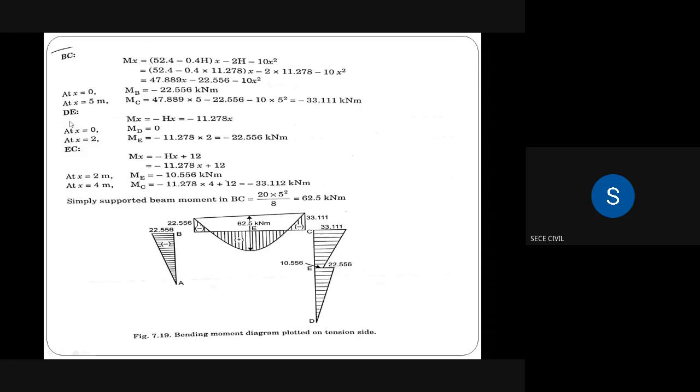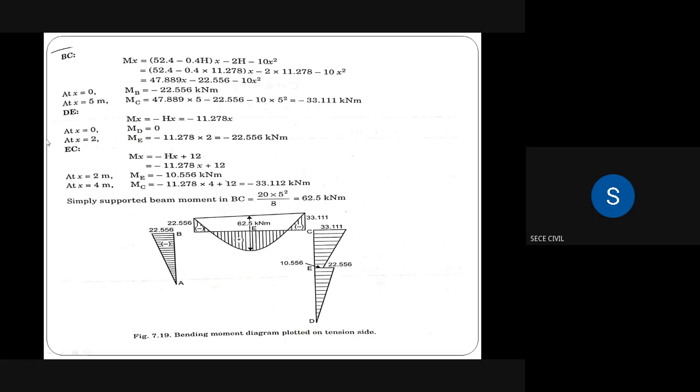For the next span DE, we wrote that equation. At x is equal to 0, it denotes point D. Point D is a hinged support, so the moment will be 0. At x is equal to 2, it denotes the intermediate point E, so moment will be there. That value is minus 22.56.